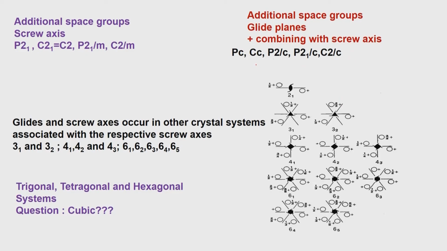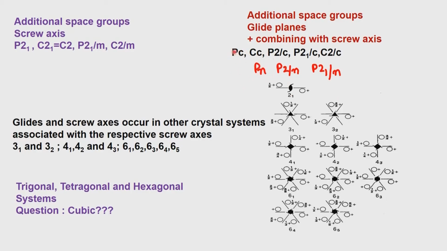So, it will be now Pn, and P2/n, and P21/n. These are additional space groups. So, we can have the combination of the screw axis as well as the glide planes, as you can see here, and along with that we have the P2/m and the Pn.